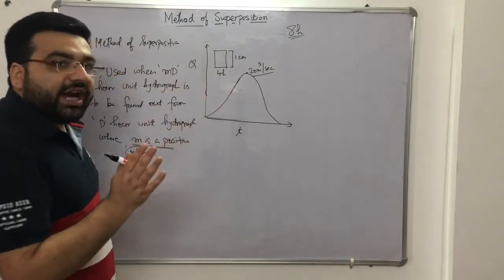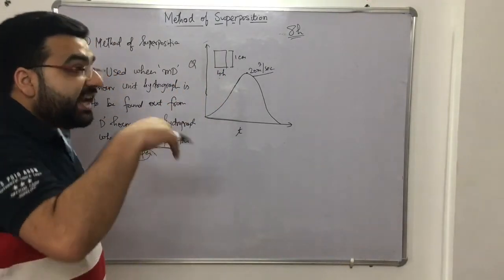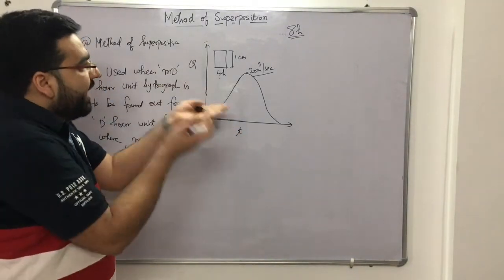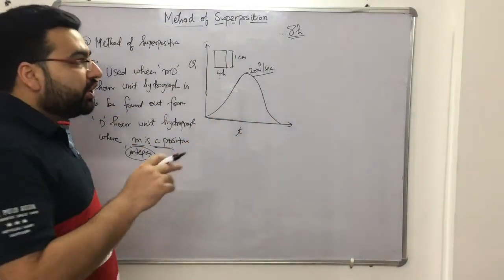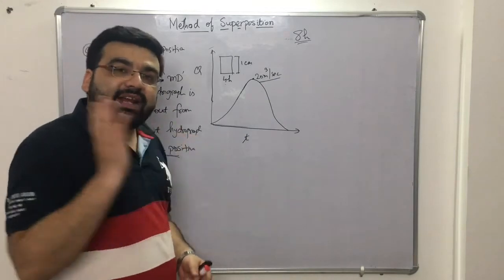Now, this is a 4-hour unit hydrograph, but in the question it has been given to you that you have to calculate the 8-hour unit hydrograph. It means the storm has lasted for 8 hours, but you only have data for 4 hours. Then what will you do? You will use the fourth assumption, as well as the third assumption.